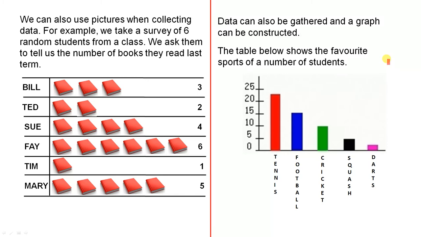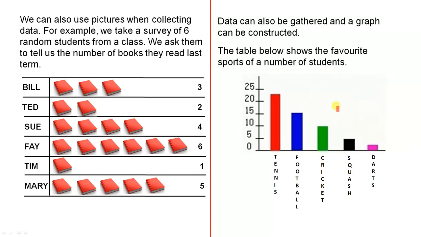Data can also be gathered and a graph can be constructed. The table below shows the favourite sports of a number of students. So these are very popular graphs, these ones. So when all the data has been collected, we can see that tennis is approximately, could be 22 or 23 students. We can see football is about 15. Cricket, it's about 14 or 15. Say, or now what's that? That's about 9 or 10 there. So cricket is about 9 or 10. Squash, approximately 4 or 5. And darts, a little bit, say 2.